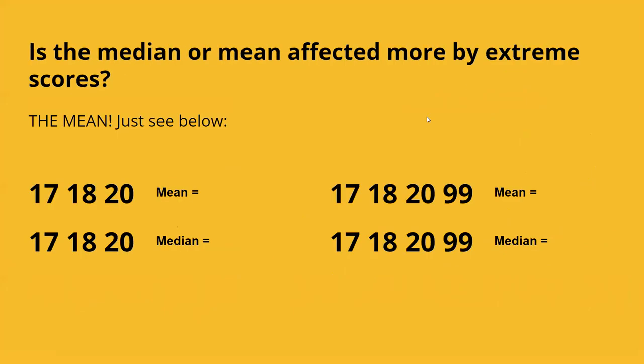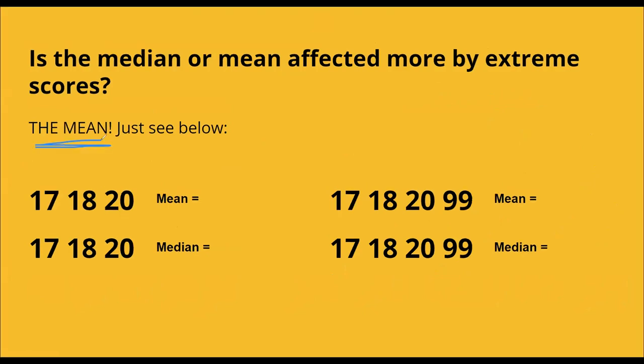All right. Oh, and I already kind of talked about this, but let's just see why. The mean is affected by extreme scores more. Let's see why. All right, let's find the mean of these numbers. So the mean of 17, 18, and 20, add them together, divide by 3. That is, the mean is 18.3. Well, let's see what the mean is now that there's another number, 99.